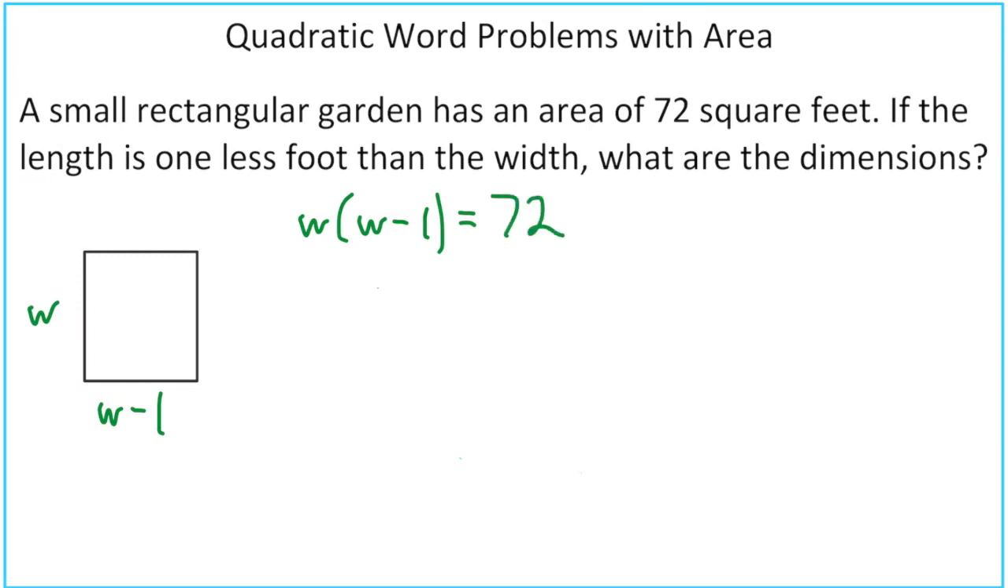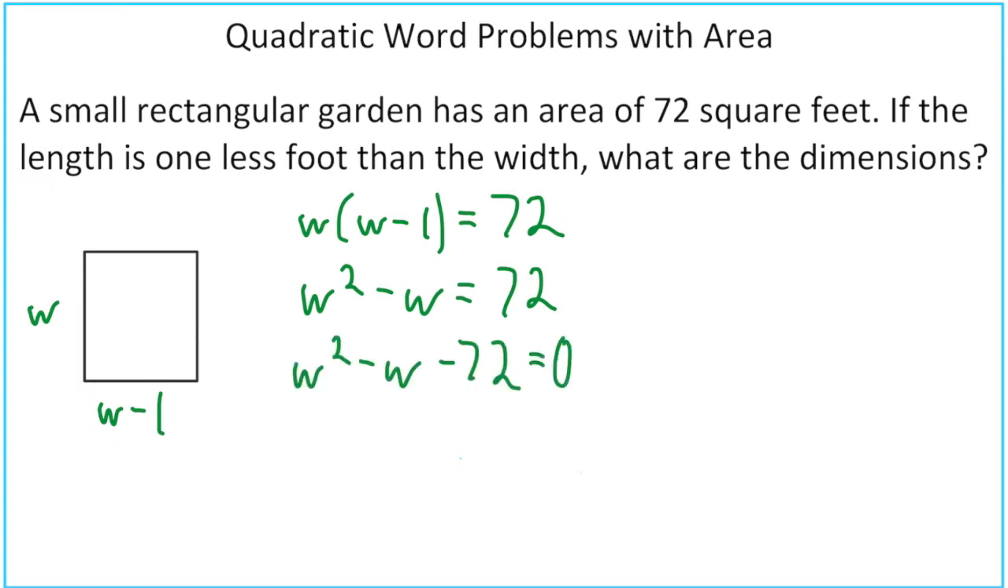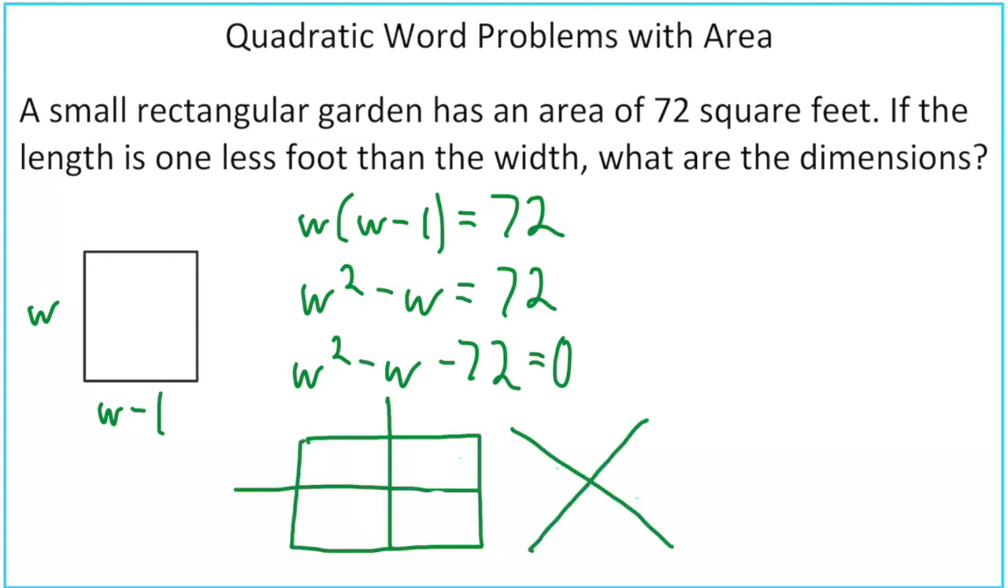Now we distribute the W, and this is what makes it a quadratic: W squared minus W equals 72. In order to solve, we have to set one side of the equation equal to 0. So we're going to move the positive 72 to the left side and get that. Now we're ready to set up our diamond box or box diamond. I'm going to fill out the box part. Negative 72 will go on top of the diamond, and negative 1 will go on the bottom.